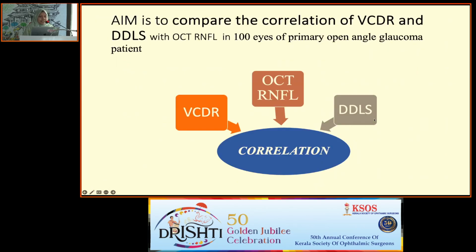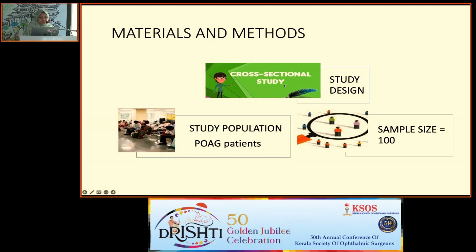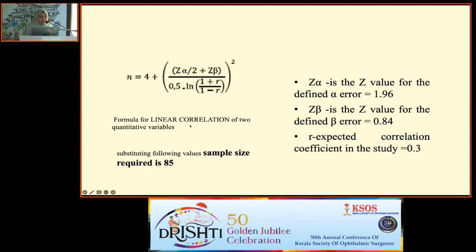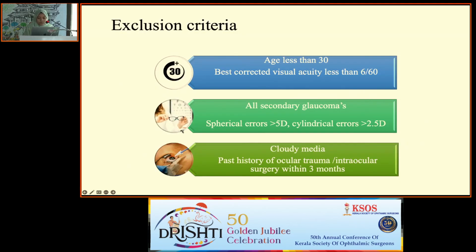The aim of our study is to compare the correlation of vertical cup disc ratio and disc damage likelihood scale with OCT RNFL in 100 eyes of primary open angle glaucoma patients. This is a cross-sectional study conducted in a tertiary care center in North Kerala. The study population included all newly diagnosed and follow-up cases of primary open angle glaucoma patients who met our eligibility criteria, and the sample size was taken as 100 from the formula for linear correlation of two quantitative variables. The exclusion criteria were the following.